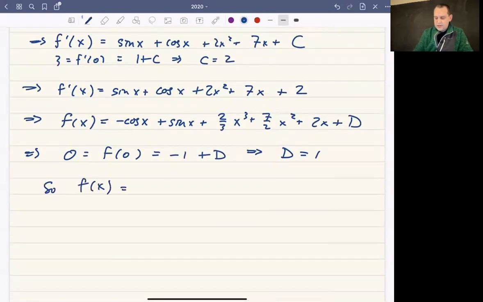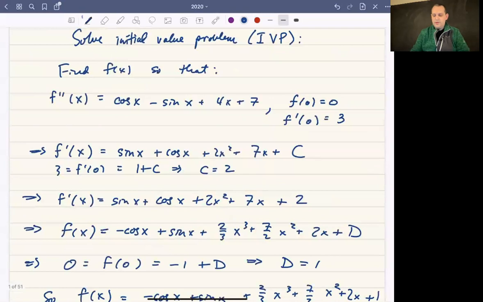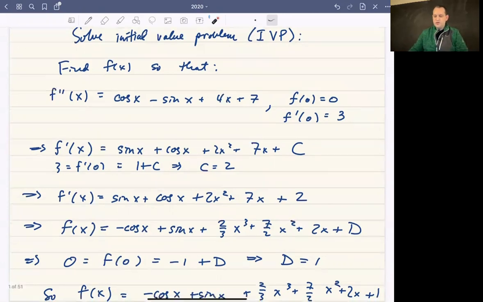all these properties is the function negative cosine of x plus sine of x plus 2/3 x cubed plus 7/2 x squared plus 2x plus 1. And that's the only function that's going to have all of these properties. So it's the only function that has this as its second derivative, and it's the only function that satisfies those two what are called initial conditions or initial values. Okay, and so that's the first and easiest type of differential equation that we can solve.